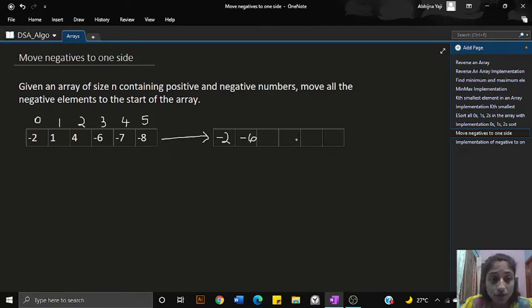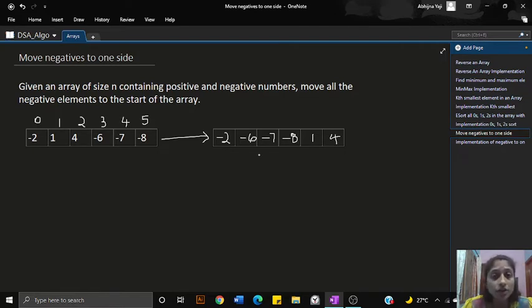Then 1 should come somewhere on the right, so I leave it as it is. Now 4, I see the next negative number I see is minus 7, so I'm writing that. Then I see minus 8, I'll write that. Then I'll write 1 and 4. Okay, this is what I have done. So this is the answer maybe most of you would have got.